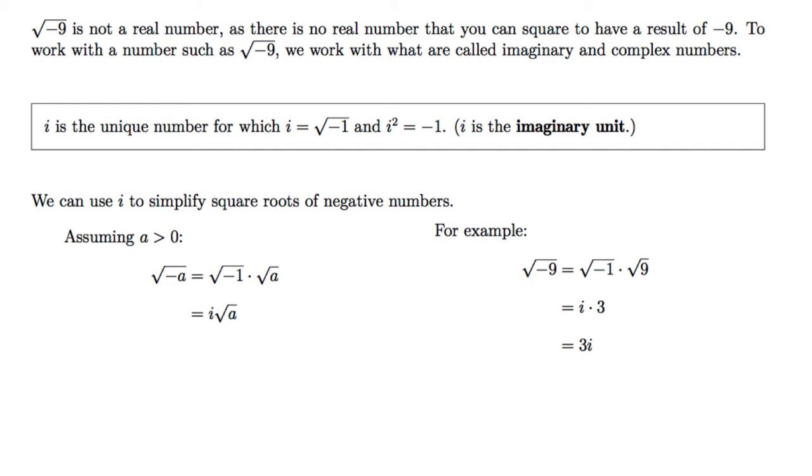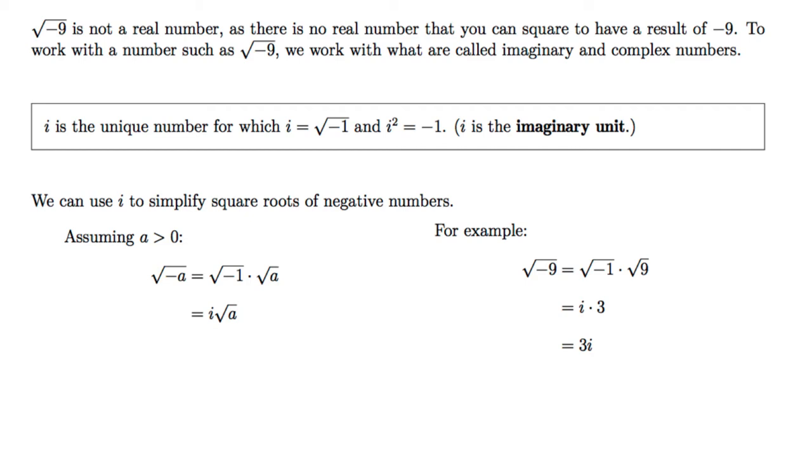The foundation or basis of the imaginary numbers is the number i. i is the square root of negative 1. It is the unique number for which itself squared is equal to negative 1. i is called the imaginary unit. And by working with i and the square root of negative 1, we are able to simplify things like the square root of negative 9 and put them into a more symbolic form.